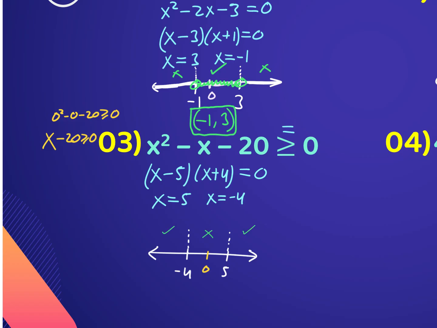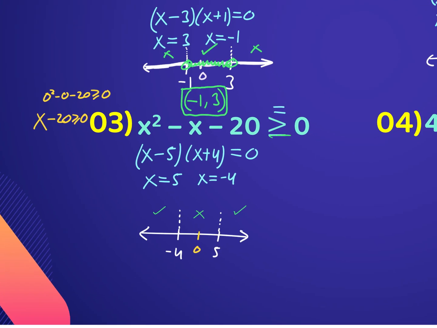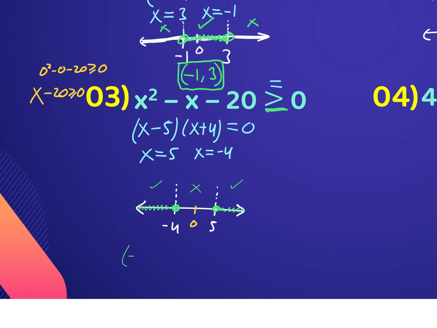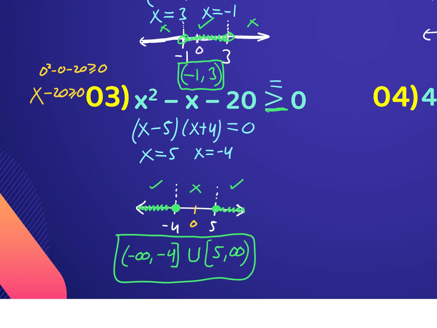That would mean that the outer sections do work, right? And because this has equality, I'm going to draw closed circles around these, and I'm going to shade in the regions that work, all right? And then I can go from -infinity to -4 in that first interval, with a bracket. There is a gap, and remember from the previous lesson, the gaps we represent with this U symbol, which represents the union. And then our next interval is going to start at 5, and it's going to go all the way up to infinity.